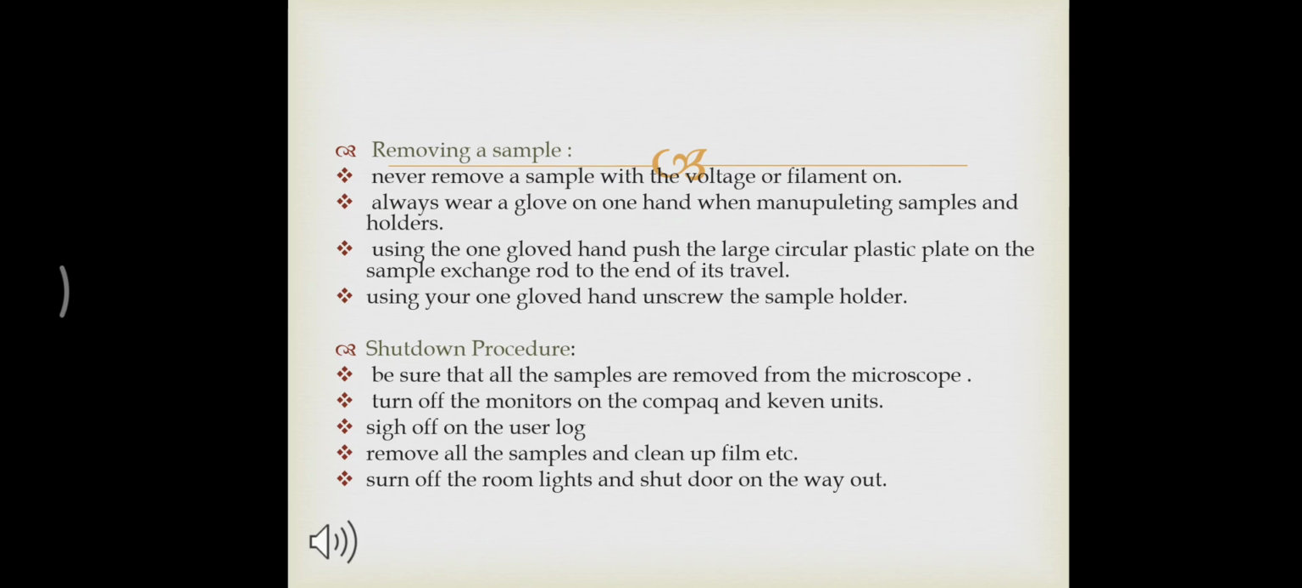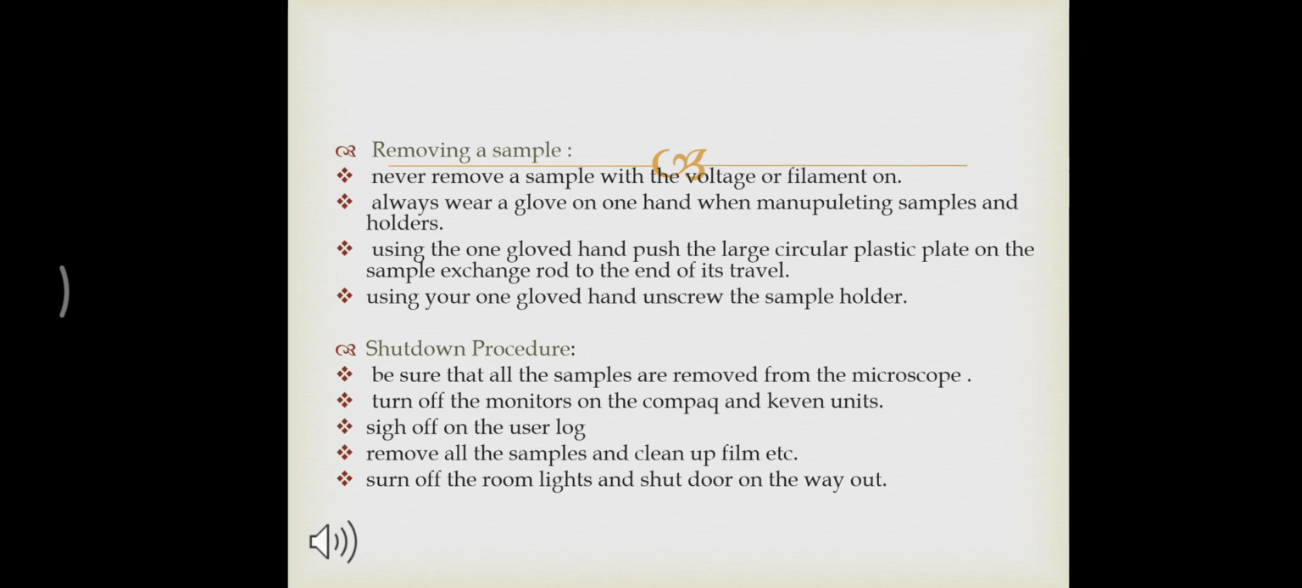Fifth, removing a sample. Never remove a sample with the voltage or filament on. Always wear a glove on one hand when manipulating samples and holders. Using that one gloved hand, push the large circular plastic plate on the sample exchange rod to the end of its travel. Using your one gloved hand, unscrew the sample holder.